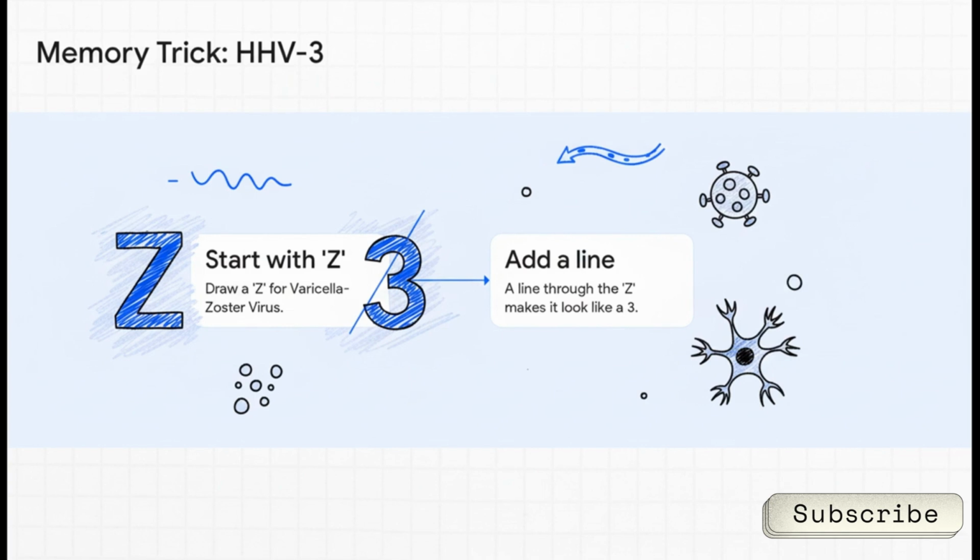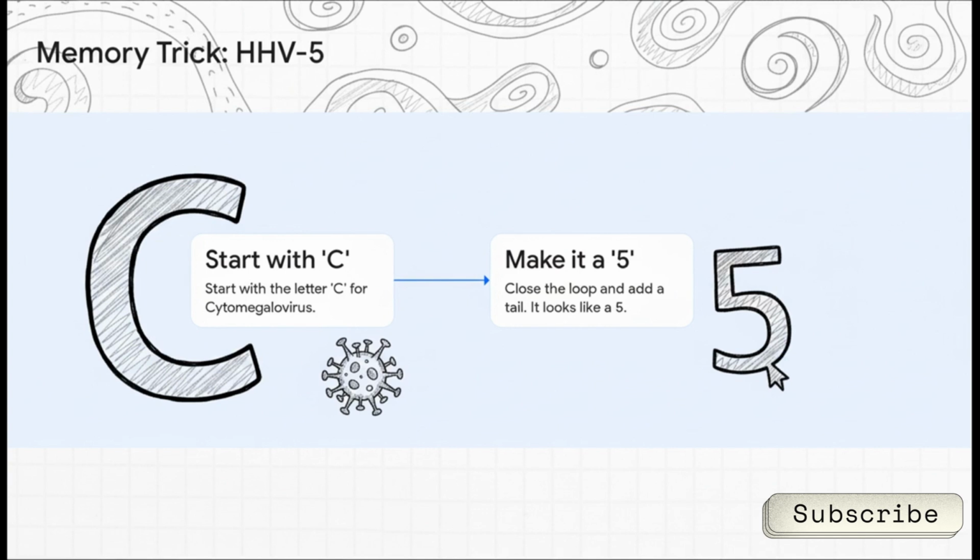Now, let's connect those numbers to their common names, because that's another place people get tripped up. For HSV-3, which is varicella zoster virus, just think of the Z in zoster. Now, picture this. You draw a Z, then you just draw a line right through the middle, and what does it look like? A 3. With that little visual trick, you will never forget that HSV-3 is zoster. Let's do another one. HSV-5 is cytomegalovirus, or CMV. Start with the letter C. Now, imagine you just close the loop on that C and give it a little tail. What does it become? It turns right into the number 5. From C to 5. So HSV-5 is CMV. Trust me, these little visual tricks are lifesavers in an exam.